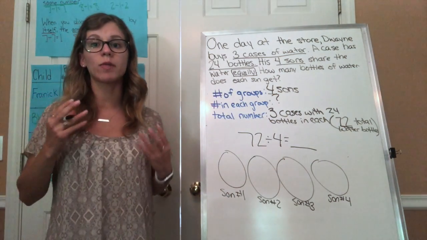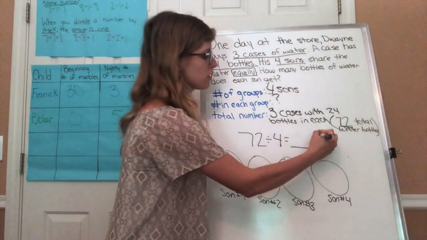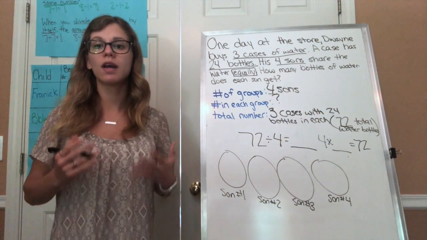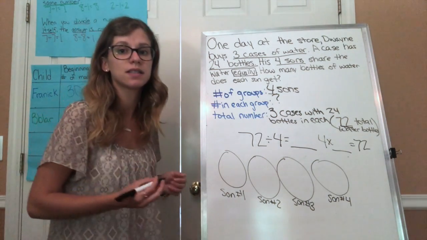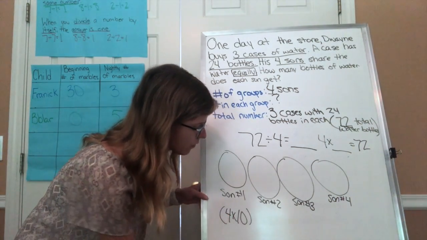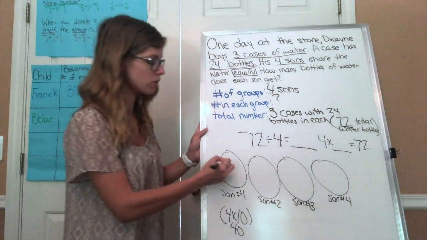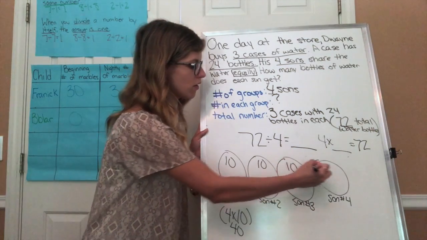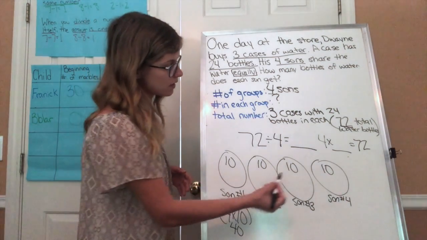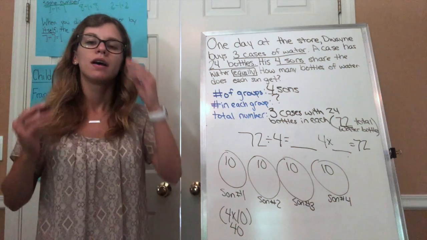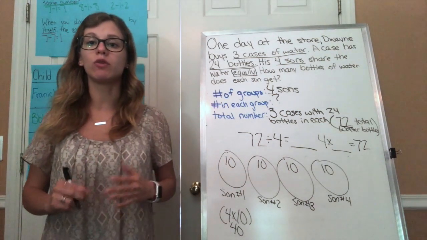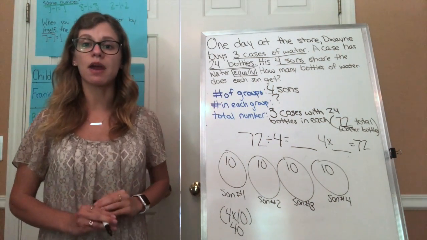What I can do is start thinking about this like multiplication. Since I know that 4 times the number in each group is going to equal 72, I can think about what I can multiply by 4 that's less than 72. So I know that I can do 4 times 10 because that equals 40. So I can do 10, 20, 30, 40. But I can't keep counting by tens because then I would get to 50, 60, 70, 80, and then I'd be too high. Now if I need to get from 40 to 72, what else can I multiply by 4 that's easy for me to skip count with?